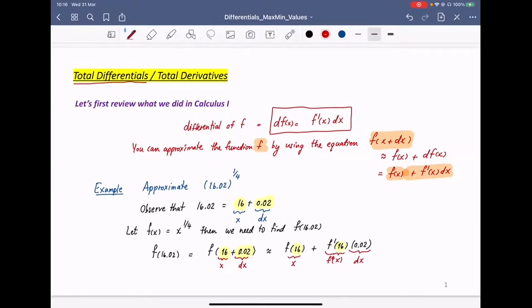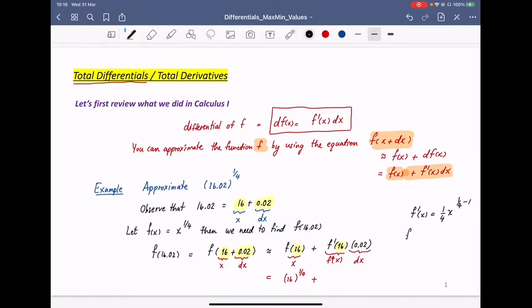And then you have f of 16 here. This is going to be 16 raised to the 1 over 4. And then here, f prime of 16. So you have to differentiate f one time first. So you're going to get 1 over 4 and then x to the 1 over 4 minus 1 here.